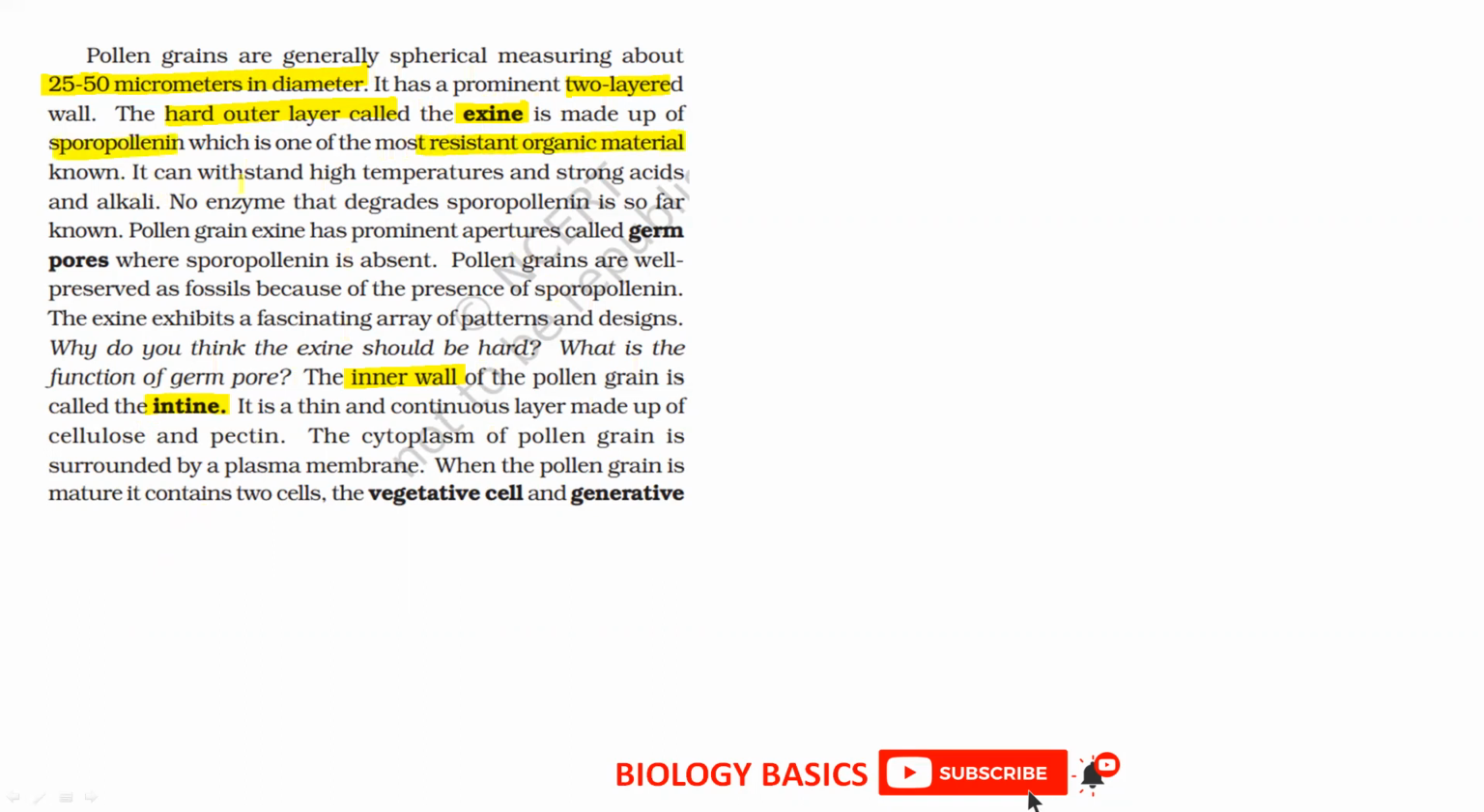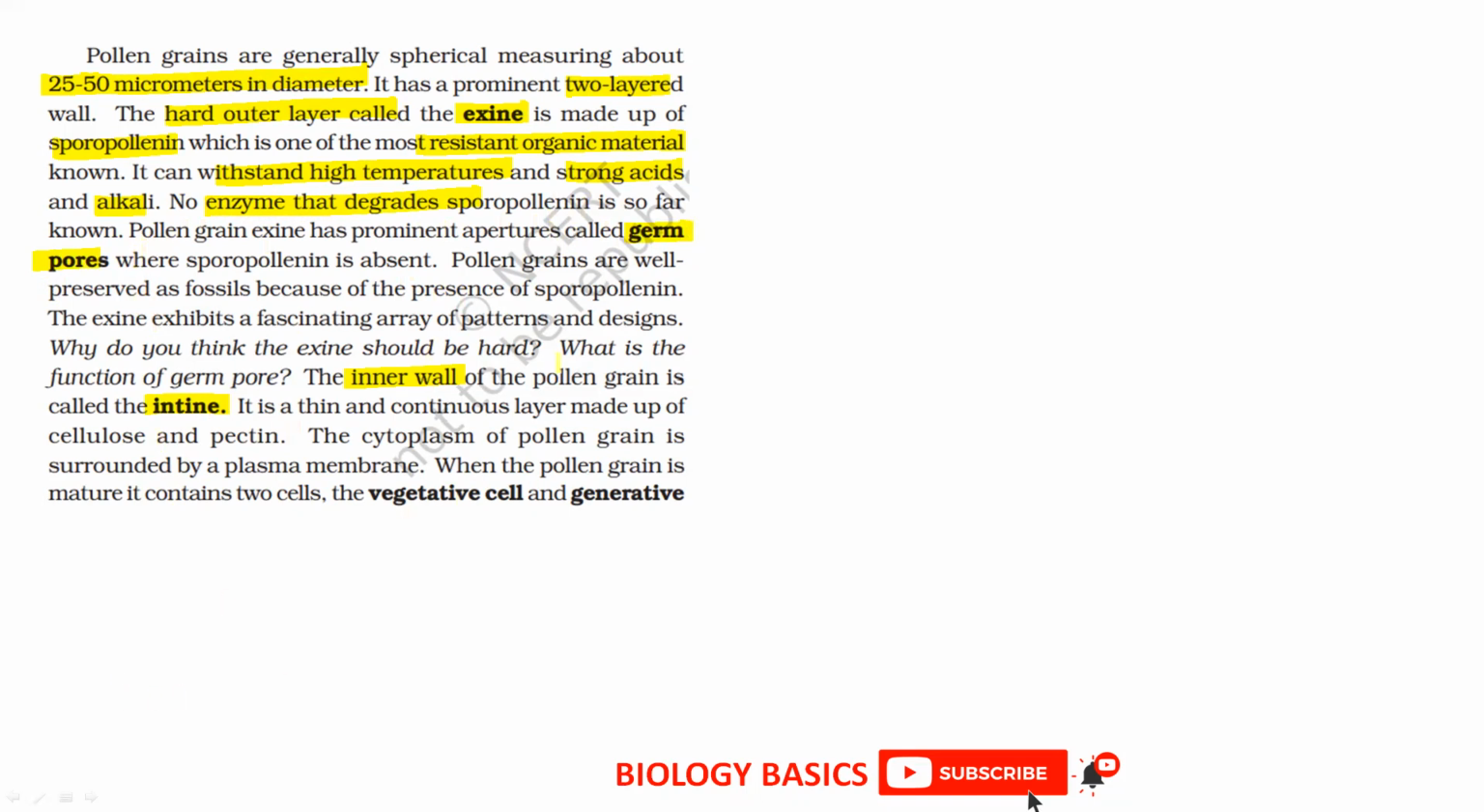your sporopollenin. It helps the pollen grain to withstand high temperature, strong acids and alkali, and it also protects against degradation by various kinds of enzymes. And the germ pore is the site at which the sporopollenin is absent.